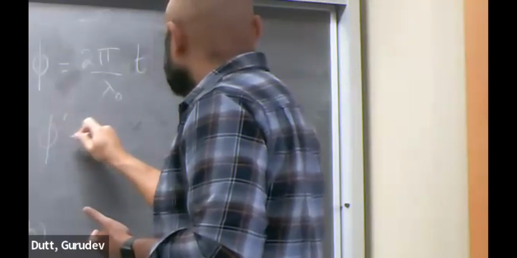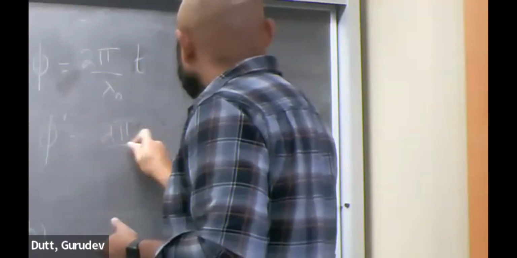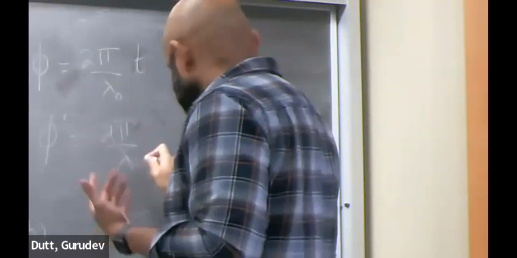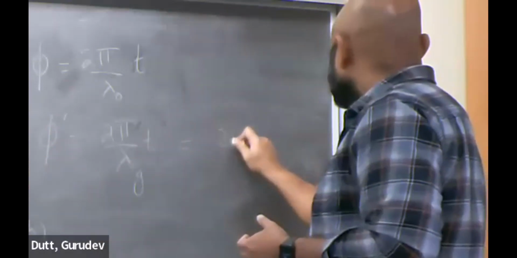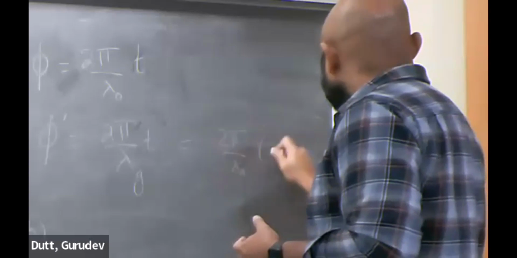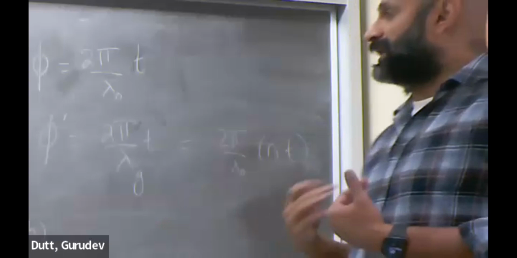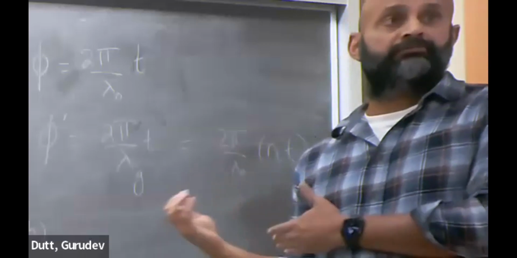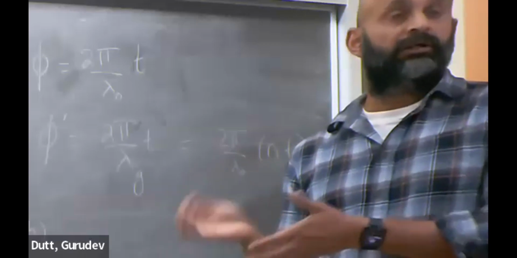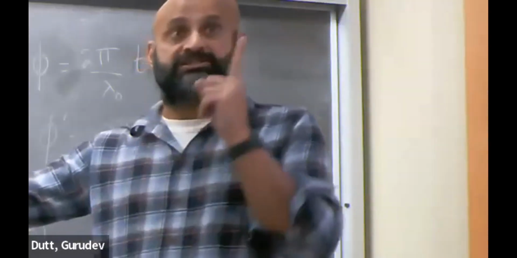But when I introduce the piece of glass, now it's 2 pi over lambda glass times t, which is now 2 pi over lambda naught times nt, where n is the refractive index of the glass. So the path length in the glass is now n times the thickness of the glass. And remember, the wave travels through that thickness twice. So it's 2nt.